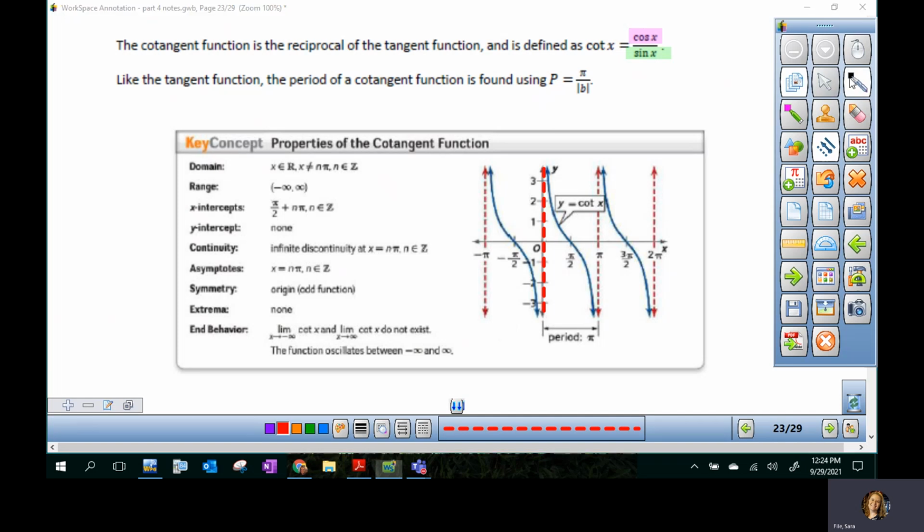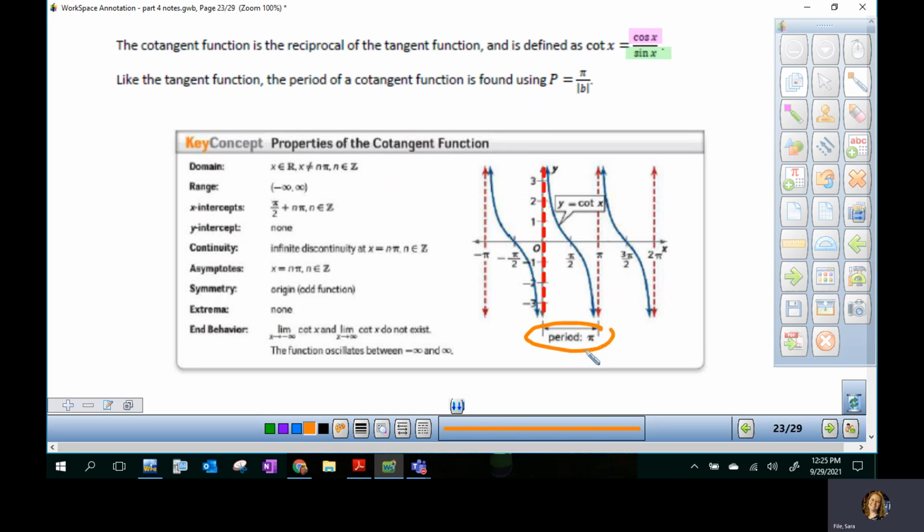And what else is different about this graph besides the location of the asymptotes? The curve, right? It was increasing left to right for tangent. Cotangent is decreasing left to right. Does that make sense? Do y'all see that? So that's how you can tell the difference between those two. The location of the asymptotes and the direction of that curve. Is it increasing or decreasing? The period is still the same, which means the period is pi divided by b instead of 2 pi divided by b for tangent and cotangent.